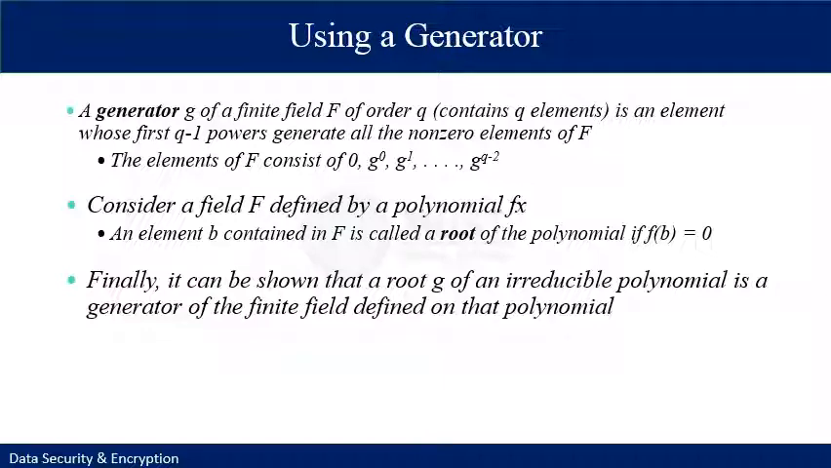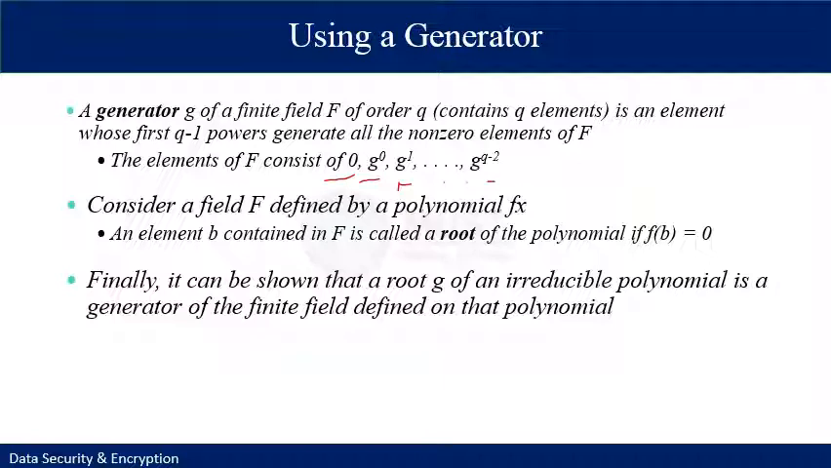So, to begin with, we need two definitions. Number one is a generator. A generator g of a finite field f of order q, containing q elements, is an element whose first q minus 1 powers generate all the non-zero elements of f. So the elements of f will be considered 0, g raised to power 1, 2, etc., up to g raised to power q minus 2.